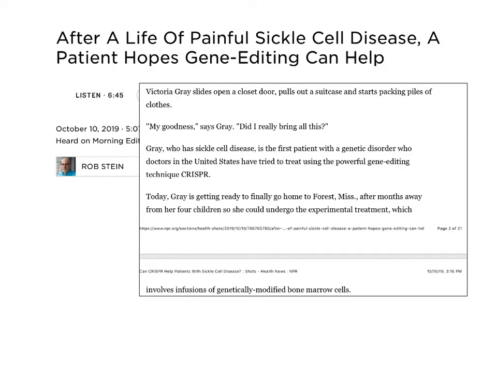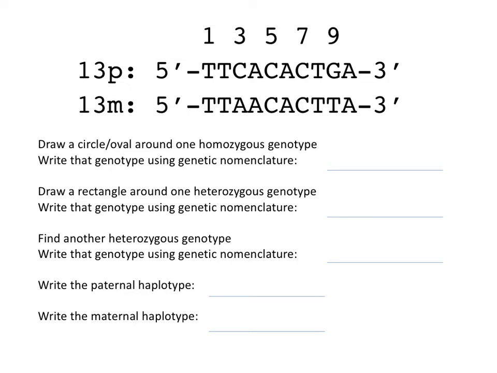So in this case, they used CRISPR, which some of you may have heard about in the news. We may talk about it a little bit later in the term. And they extracted some of her own cells, edited her hemoglobin gene to correct the mutation that causes sickle cell disease, and then put the cells back into her. And they're hoping that those bone marrow cells will take hold in her bone marrow and start producing red blood cells that have the wild type or the normal version of the hemoglobin gene in them. So she's been doing this treatment for months apparently. She just went home, and they're going to find out if this actually works.